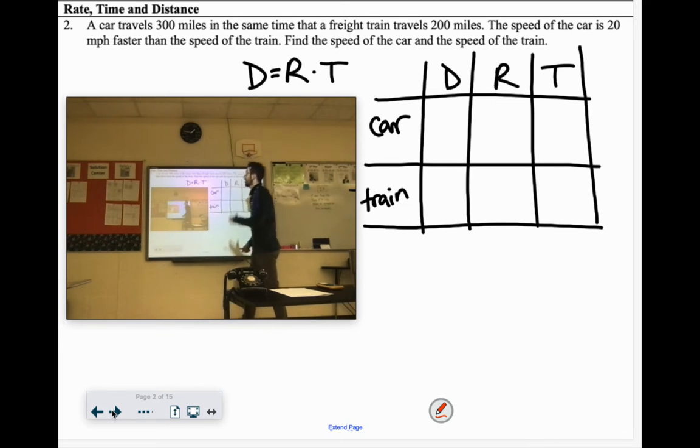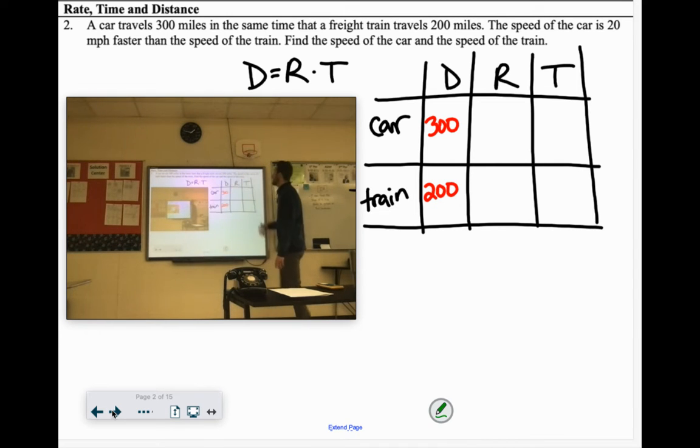So it said that the car traveled 300 miles. So that's its distance. The freight train traveled 200 miles. All right. The only other piece of information it seems to give us is that the speed of the car is 20 miles per hour faster than the speed of the train. We don't know how fast the train's going. Let's call it x. Now, if the car is going 20 miles an hour over that, we can call that x plus 20.